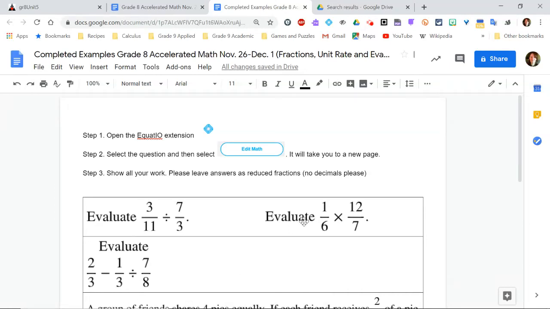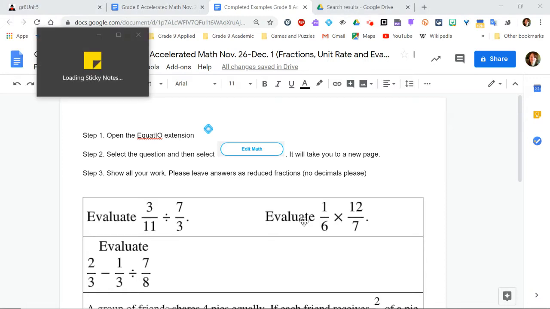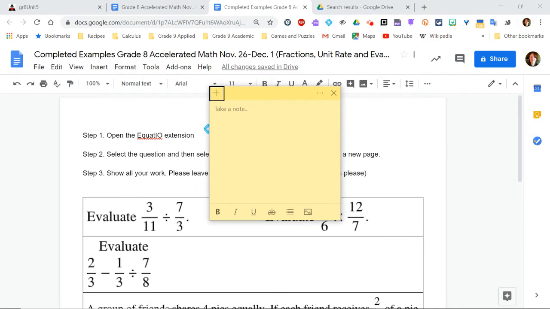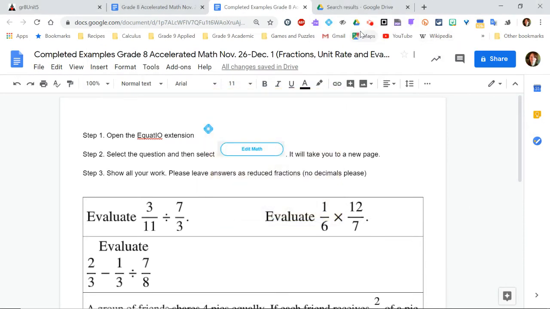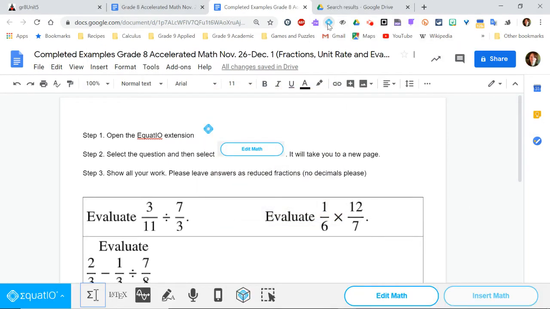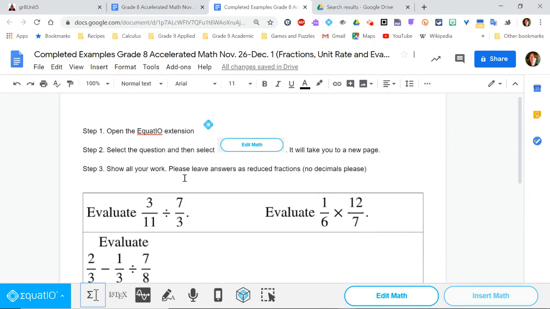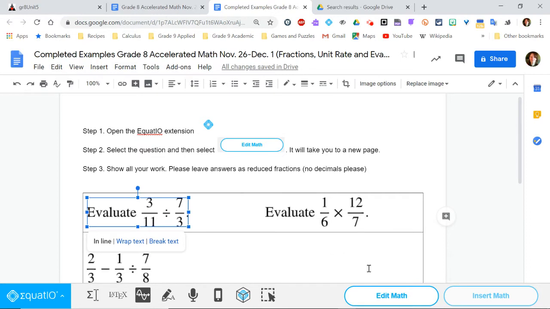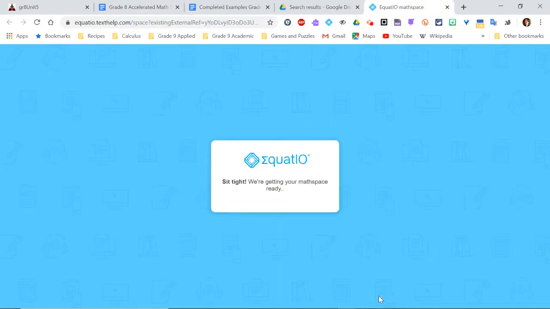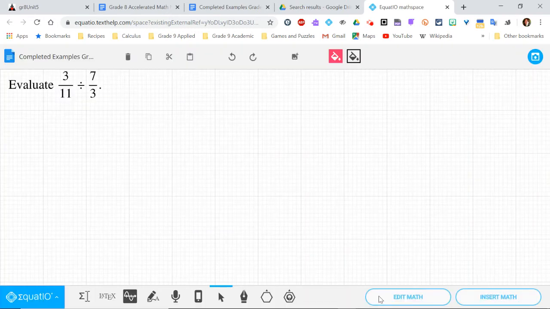Okay, so now we're going to work through some examples that really focus on fractions and evaluating expressions that have positives and negatives as well as fractions. So the first thing I'm going to do is activate my pen. Then I'm going to open the Equatio extension. Once the Equatio extension is open, as it says here, select the question, then select Edit Math. This is really important because it takes you to the actual Math Space feature where we can show our work.